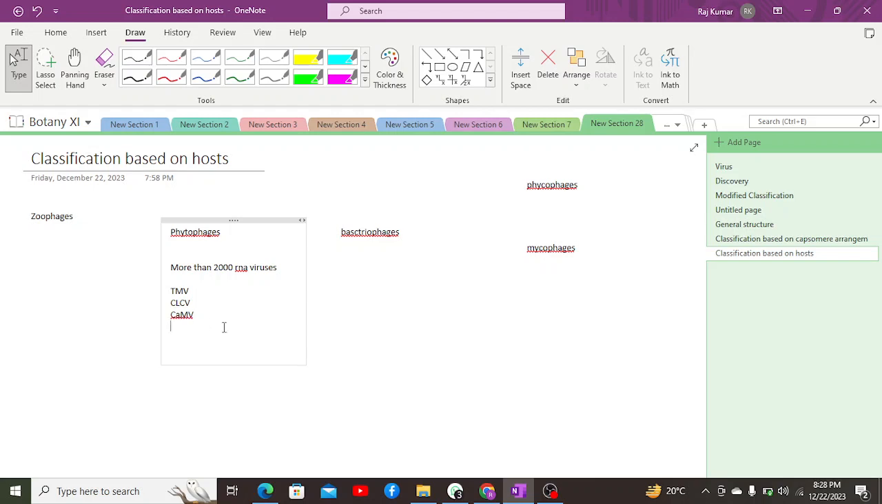One more thing: phytophages are never double-stranded DNA viruses. Double-stranded DNA viruses are only found in humans, animals and other types of organisms, but not in plants. They are only single-stranded DNA viruses.